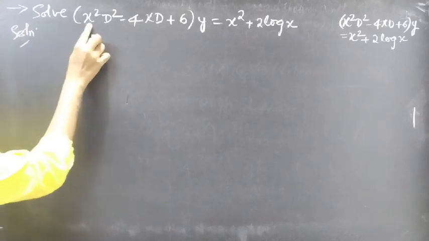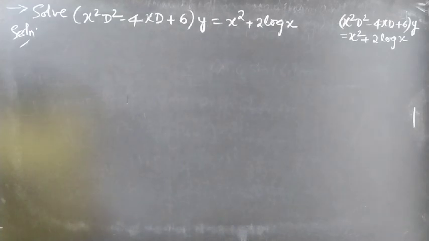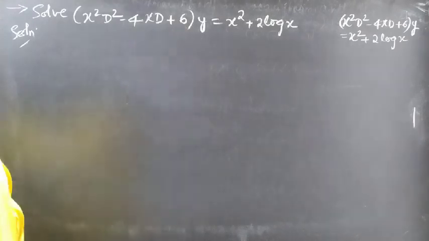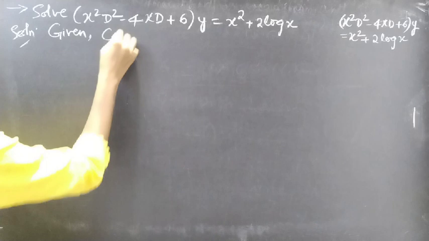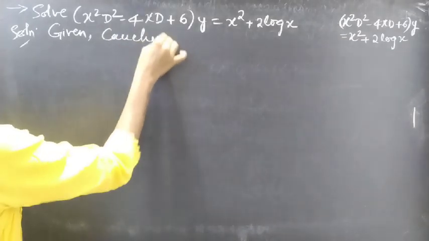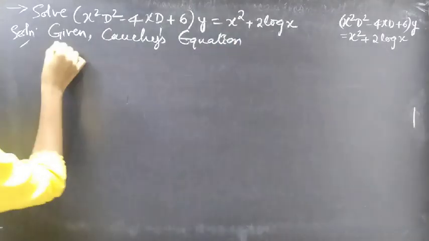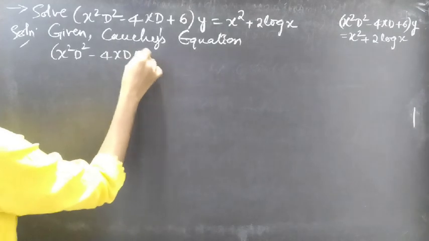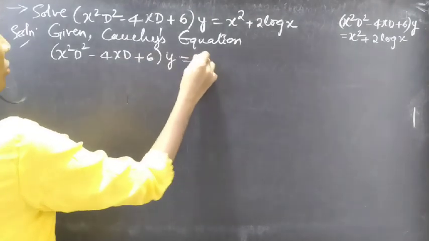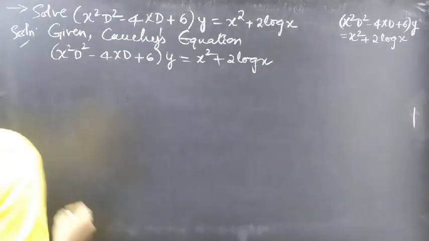We are given a differential equation with variable coefficients. So we are going to reduce this equation to a differential equation with constant coefficients by making some substitution. And also we are given Cauchy's equation, (x² D² − 4xD + 6) y = x² + 2 log x.